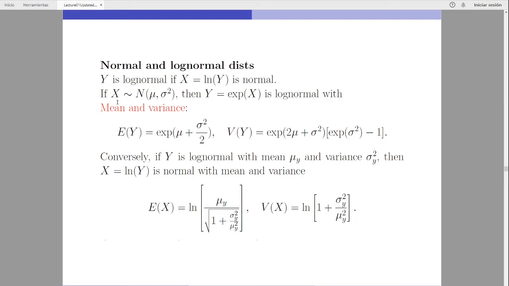So if our variable X is normal with mean value mu and variance sigma squared, then the exponential of X is log normal and it has the following mean and variance. So it's fully determined. In this case, the expectation of the exponential is the exponential of mu plus sigma squared divided by 2, and the variance is this small monster over it. And conversely, if Y is log normal with mean mu sub Y and variance sigma Y squared, then the logarithm is normal with this mean and this variance. If you take a look at it, they kind of look like opposites of one another, right?